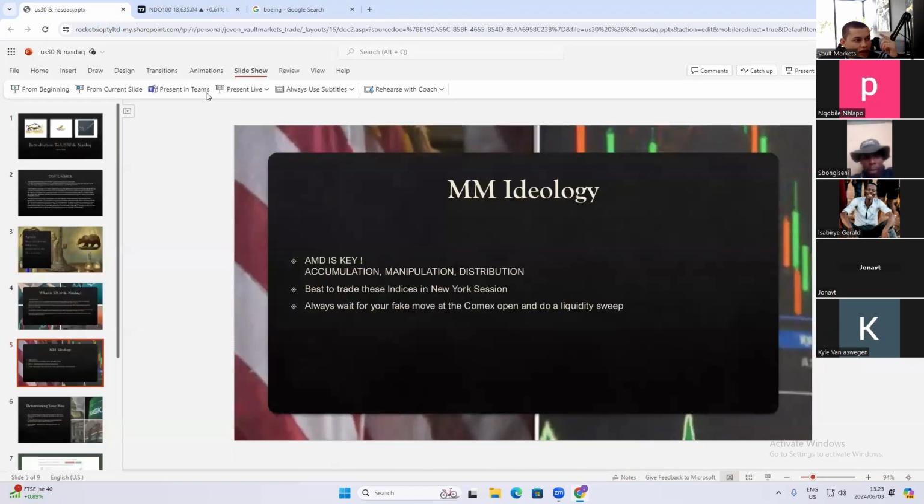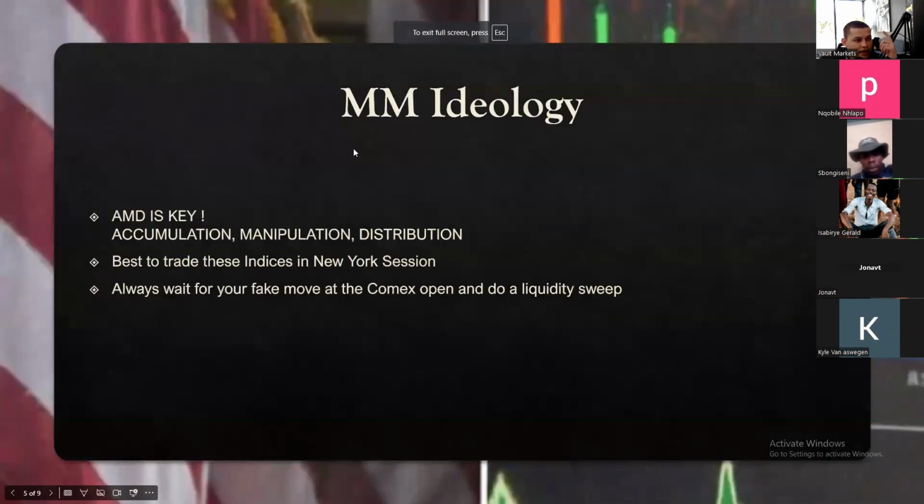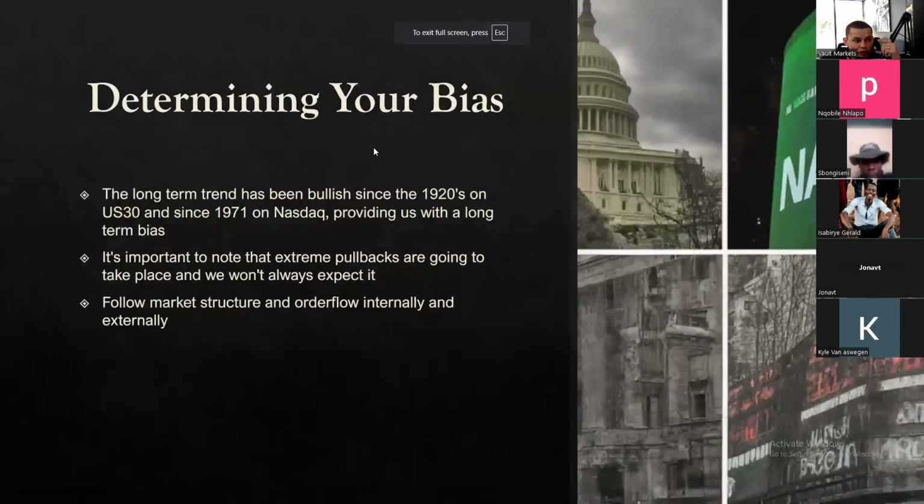And that is the thing, you guys, that's the thing as traders we have to understand, or be able to decipher, actually making sense of things, and breaking it down from a fundamental perspective, where it must make sense to an 8-year-old. Okay, so it's very important for us to note that extreme pullbacks are going to take place, but we can't always expect when that will happen.